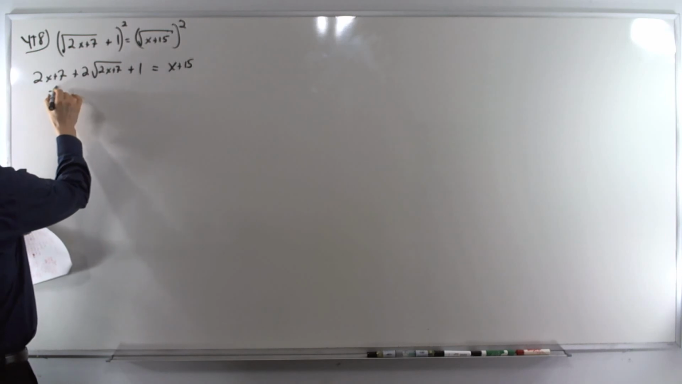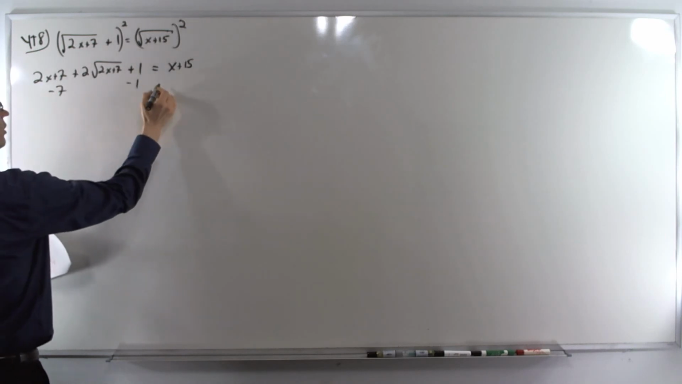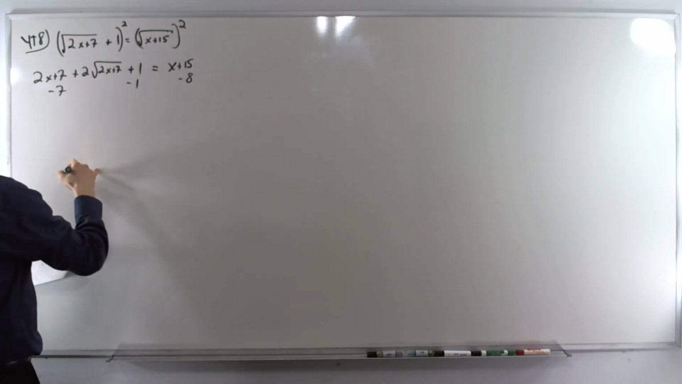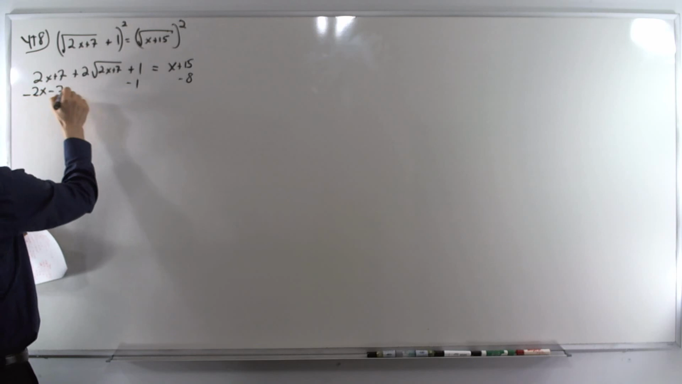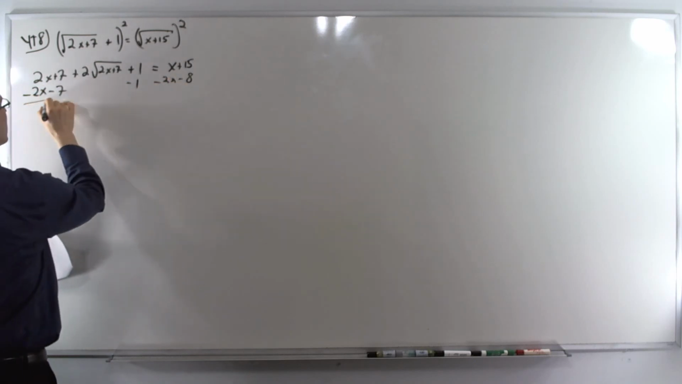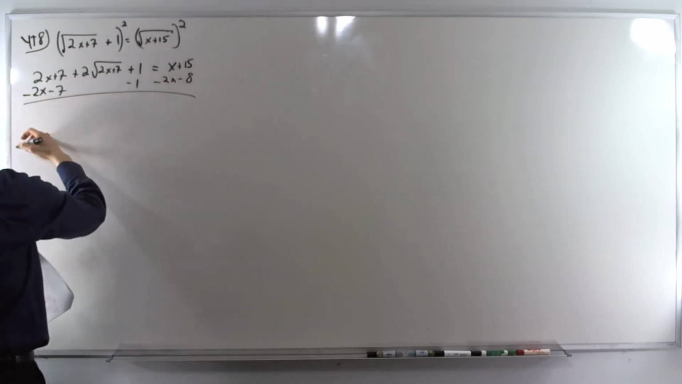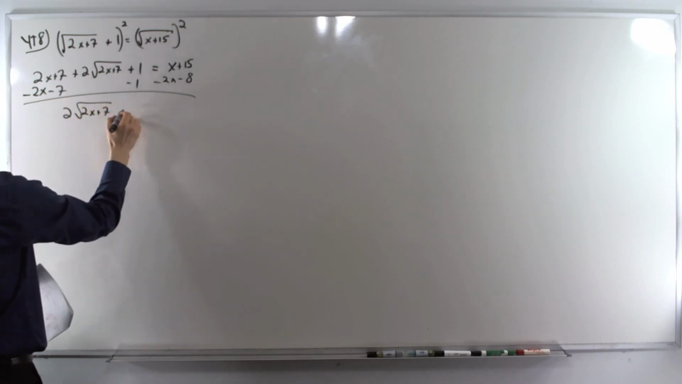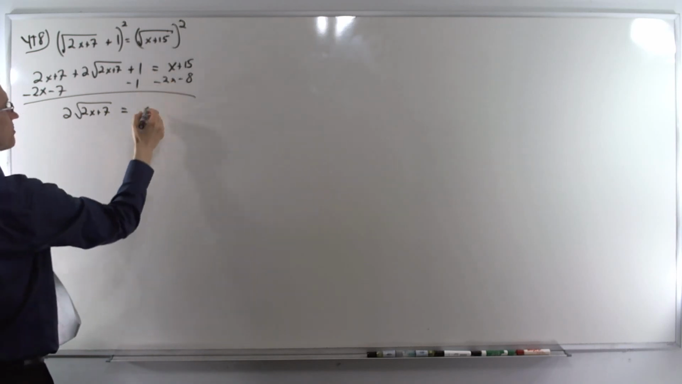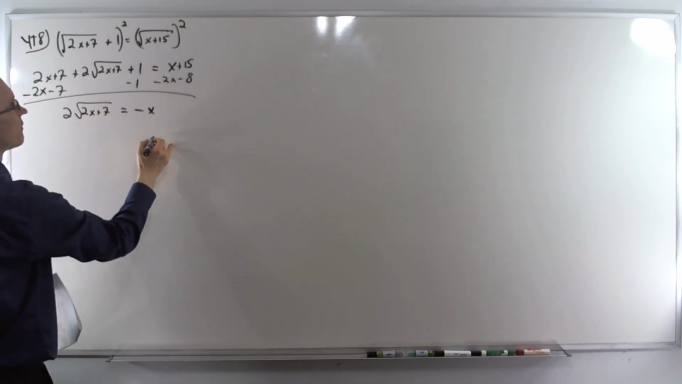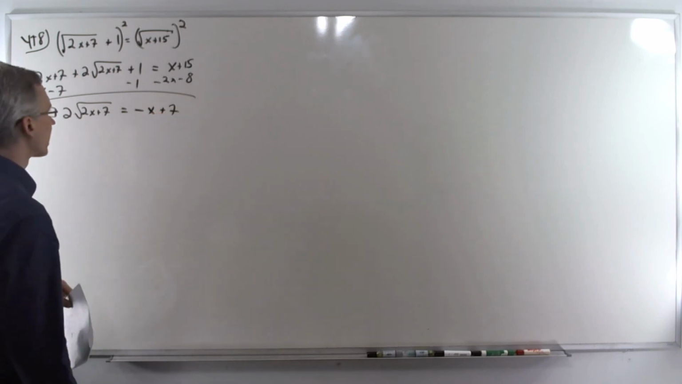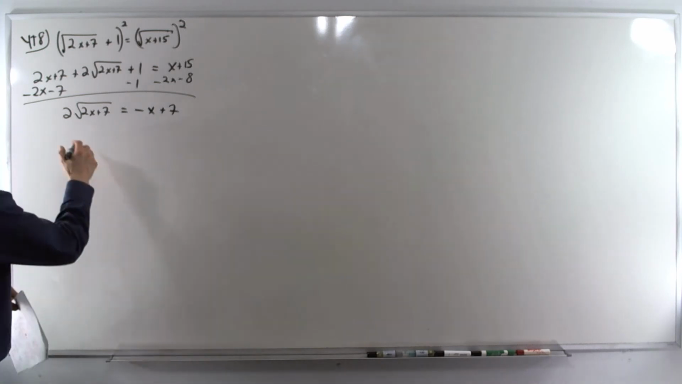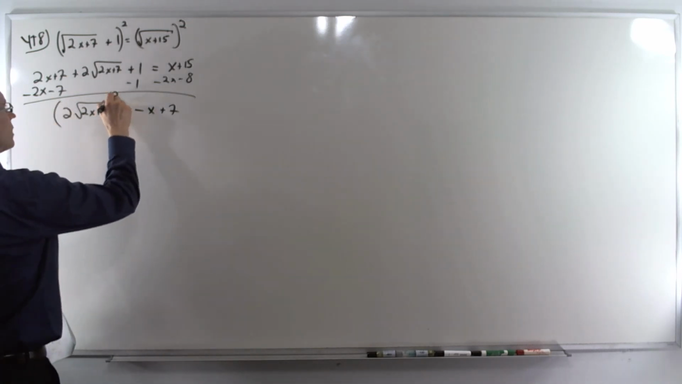So I'm going to subtract 7 and subtract 1 here. That means I have to subtract 8 on this side. And we'll subtract 2x. All right, that gets rid of everything on this side except for 2 times square root of 2x plus 7. And that equals x minus 2x is negative x, and 15 minus 8 is positive 7. So negative x plus 7. All right, now we can square both sides.